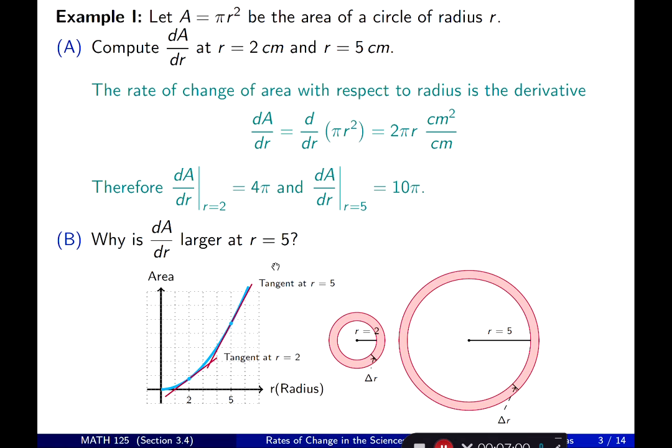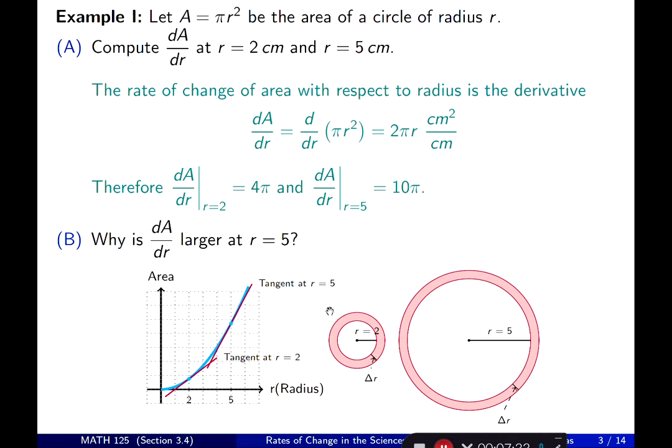The other way of discussing this is that the area function pi r squared is actually a parabola, a constant times r squared. The slope of the tangent line on the parabola over here is not as steep as the slope of the tangent line over there. So the slope of this one is smaller than the slope of that one, which are the derivatives.